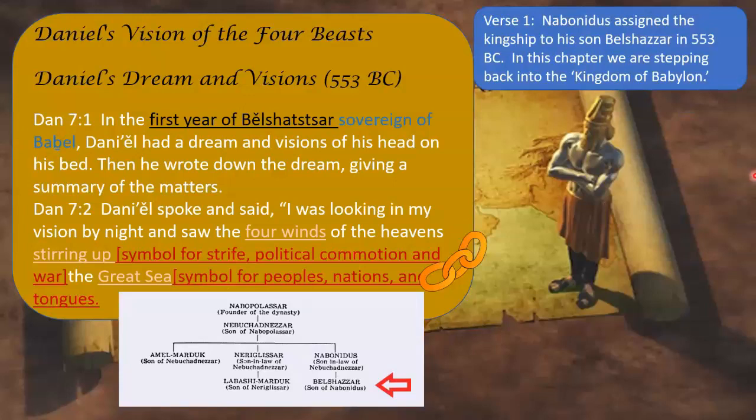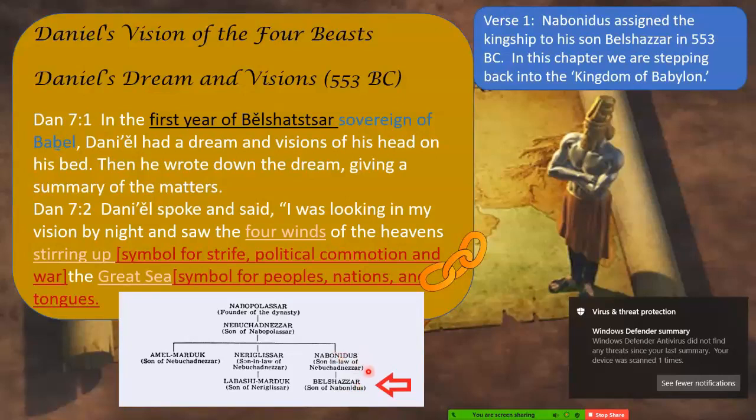Now in this chapter, we are stepping back into the kingdom of Babylon. Therefore, we see the chapters within the book of Daniel are not always in chronological order, because just last week we were studying about Daniel in the lion's den under King Darius during the Medo-Persia Empire. So this chapter takes us back to the time period of Babylon. And we see the genealogical chart down here where Belshazzar is Nabonidus's son.